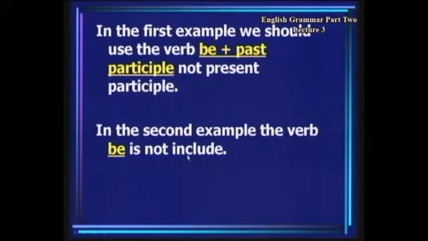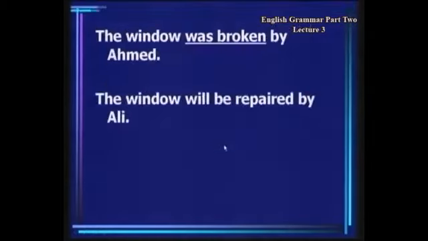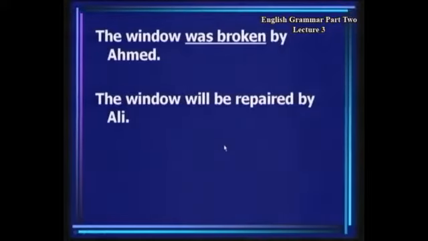Now, in the second sentence, the verb be is not included. This should be included. There is a misprint here, it is missing, but I cannot add it because this is a PowerPoint presentation. All right. Let's look at the two sentences now when they are correct. The window was broken by Ahmed. Was broken, I have verb to be plus the past participle. The window will be repaired. It's not will repaired, but will be repaired. We need verb to be.